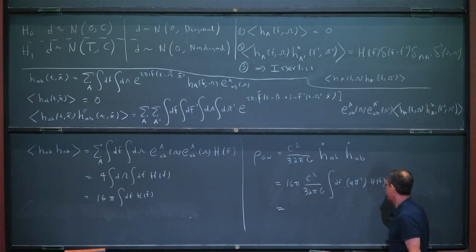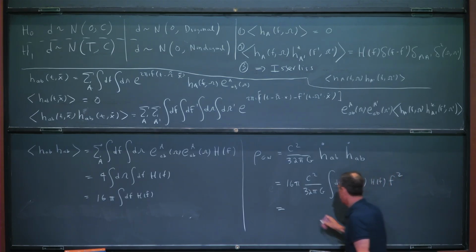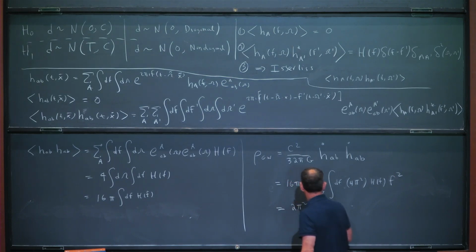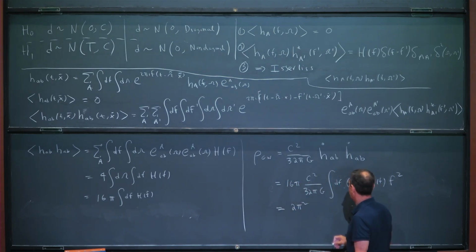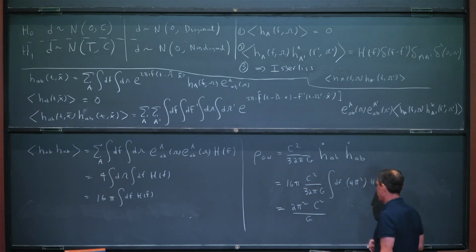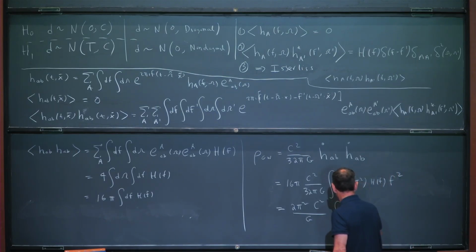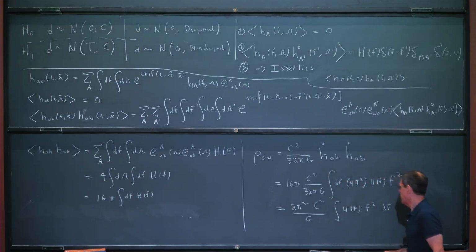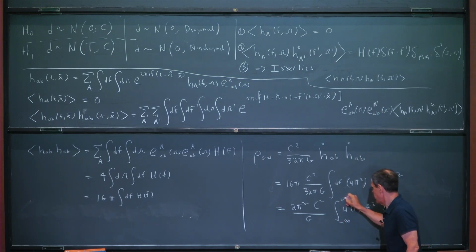All right, so we've got 64 pi cubed on the top and 32 pi on the bottom. That's 2 pi squared. There's a c squared on the top, a G on the bottom, and we've got an integral of h of f squared df. In this case, that is a two-sided power spectrum, so the integral goes from minus infinity to infinity.